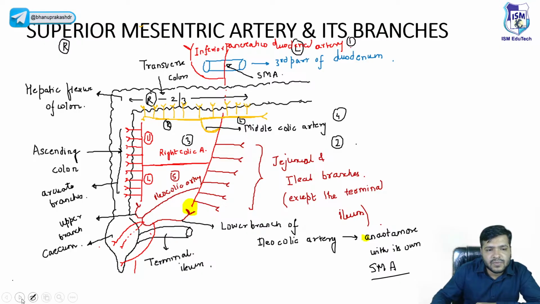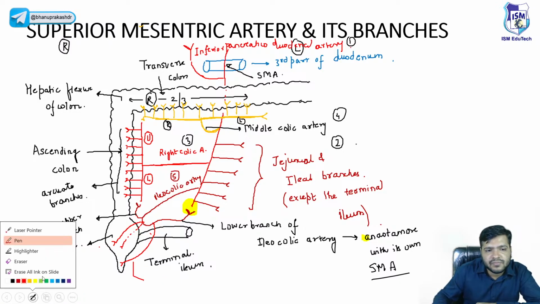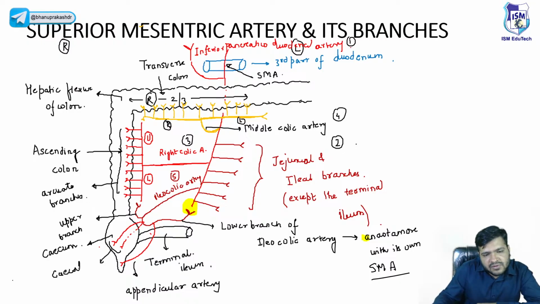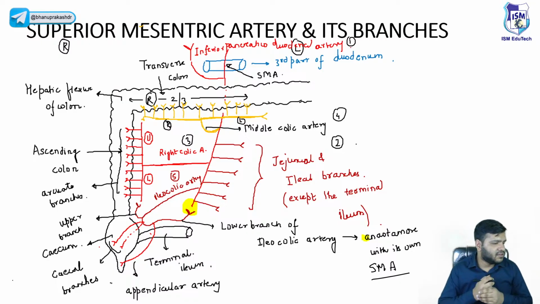So let me just mark it. So this is the appendicular artery, and these two are the cecal branches, the anterior and the posterior cecal branches.